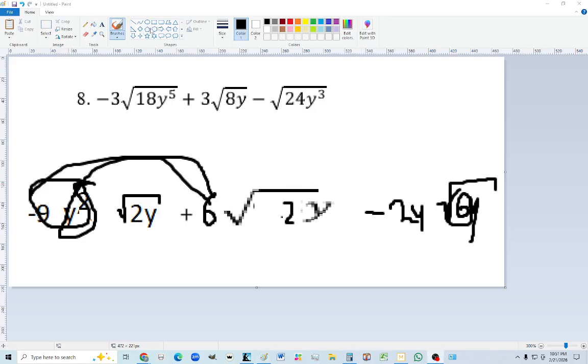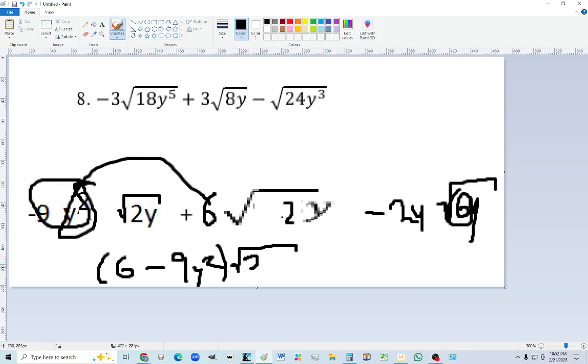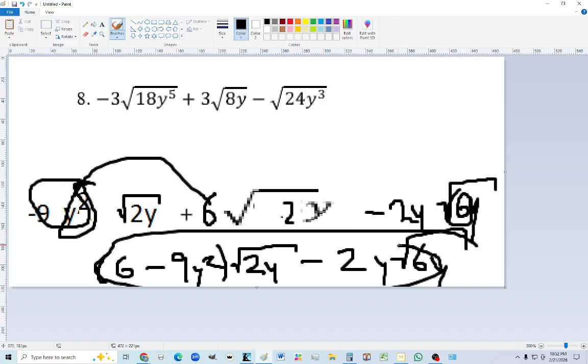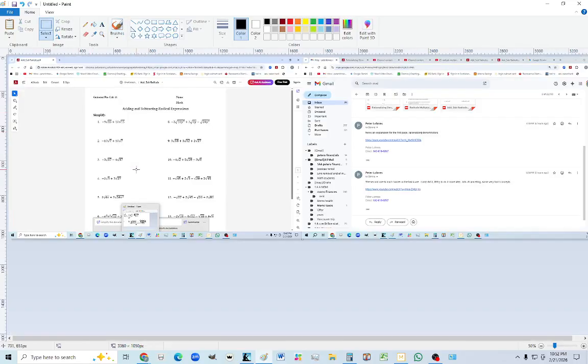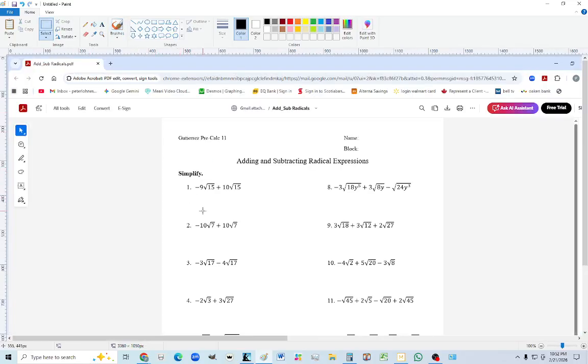Yeah, this one's a weird example. I mean, you could technically group the 6 minus the 9y squared because you like to have positives first, and multiply it by the radical 2y, and then subtract 2y radical 6y. But that's about it. It doesn't really simplify. Well, it's a weird example. I'm not sure. Usually I like to see the point of what they're teaching. I'm not sure what the point was. Oh, that was a harder one. That was 8. So let's stick to easier ones.